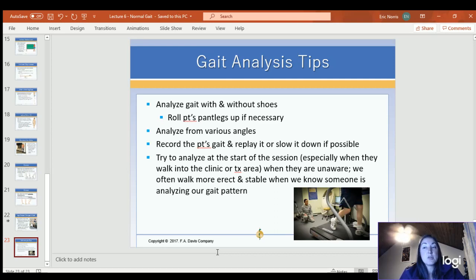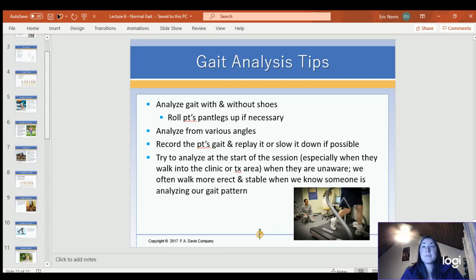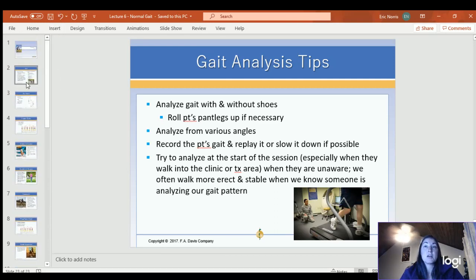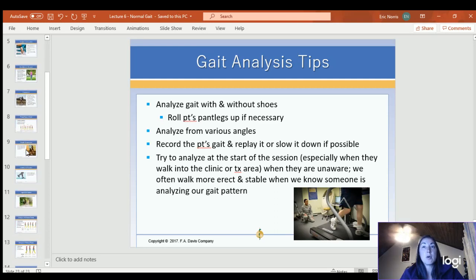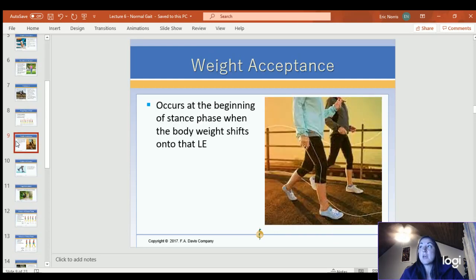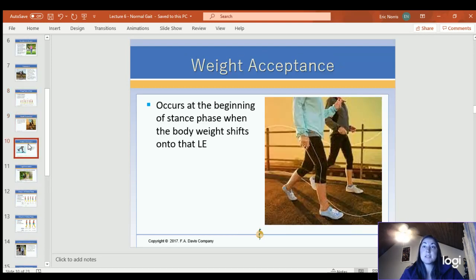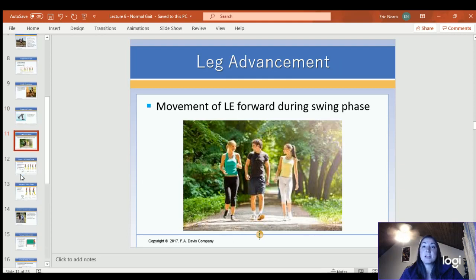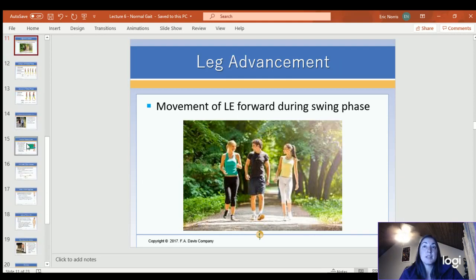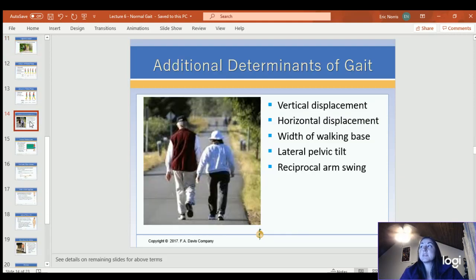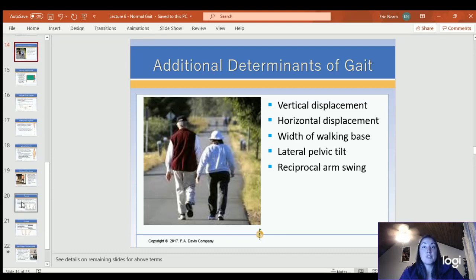So this is our normal gait. So we talked about the phases. We talked about double limb support, single limb support. We mentioned the 3 tasks of gait: weight acceptance, single limb support, and leg advancement. And then we also went into the various determinants of gait and the rockers of gait.